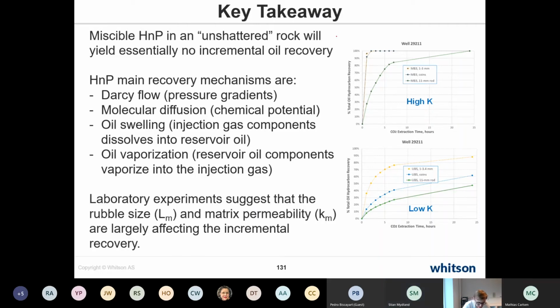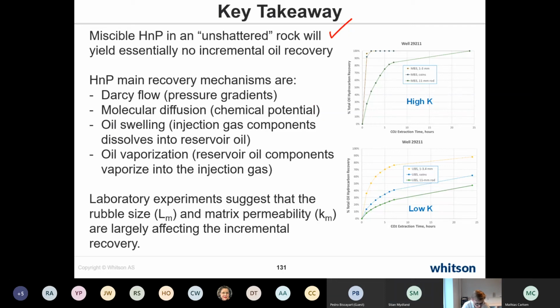Yeah, I think we'll show the simulation results of this later, and this has also been verified by a wide range of other authors as well. Canfor and Clarkson, I think, was the first ones to document that in 2017. I think. Yeah. So the main recovery mechanisms that we talked about is Darcy flow.